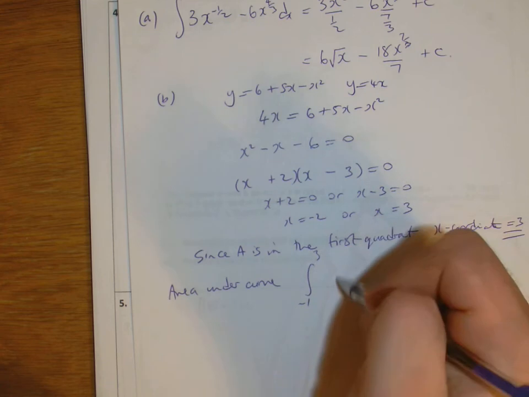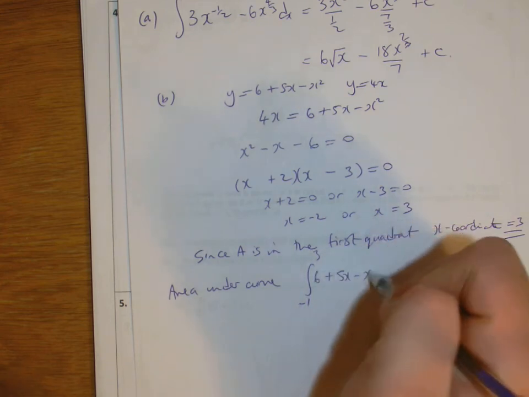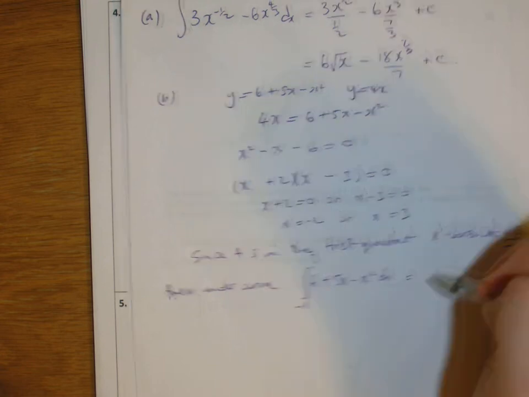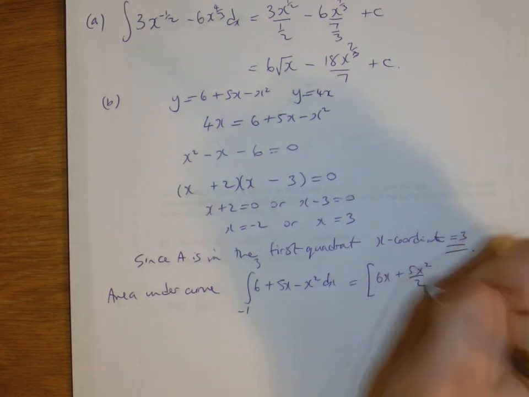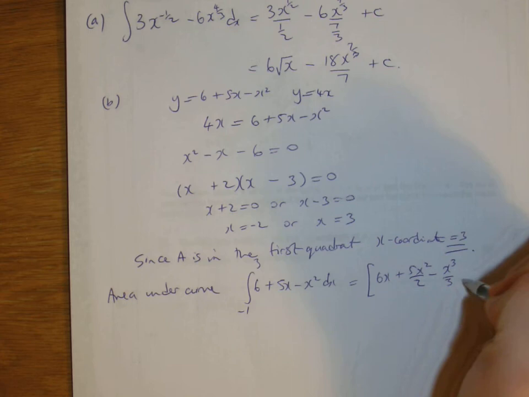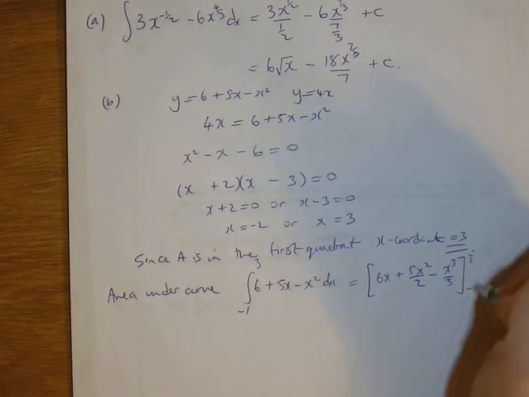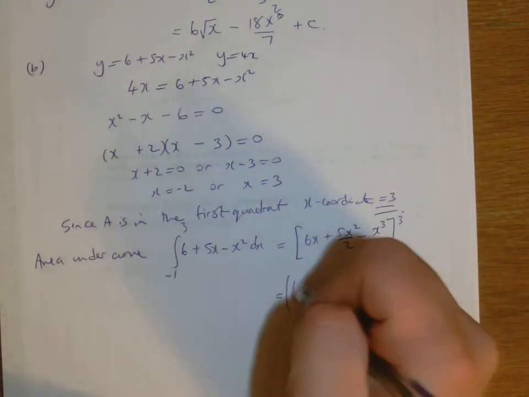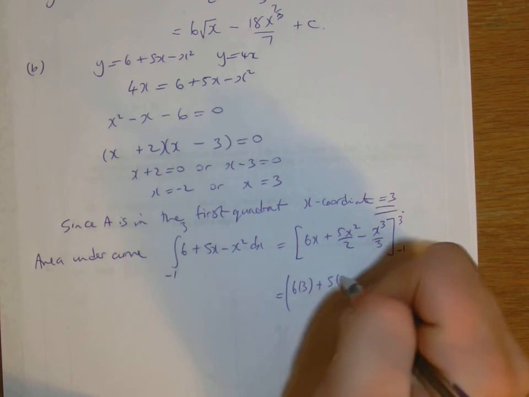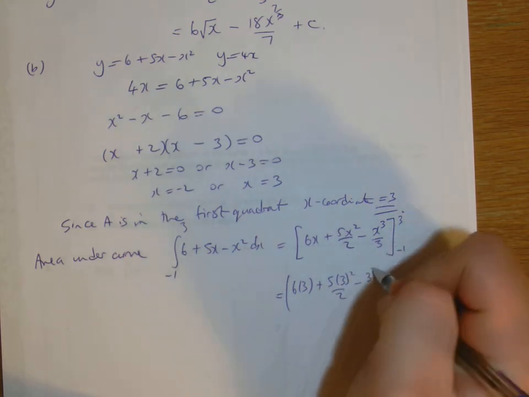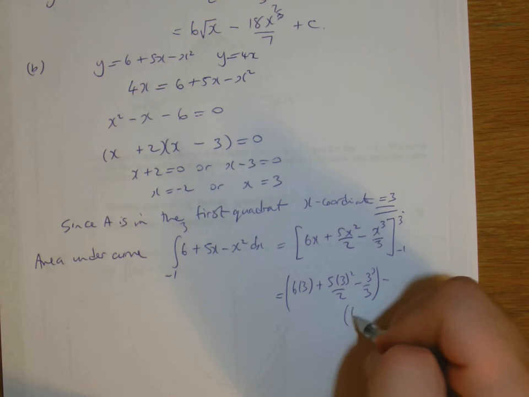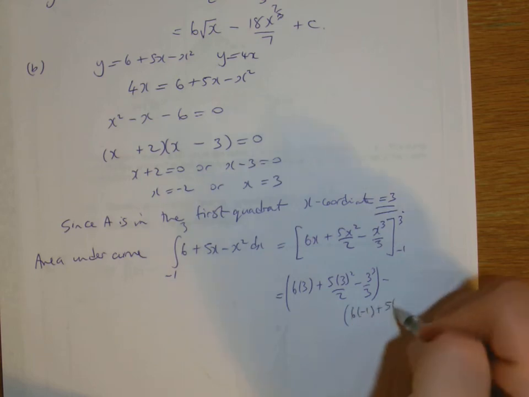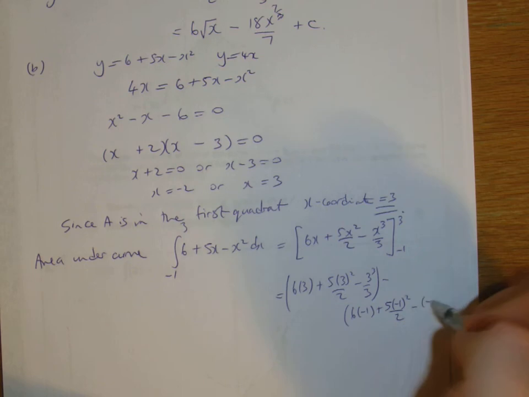The curve, of course, don't forget, was 6 plus 5x minus x squared dx. So that would become 6x plus 5x squared upon 2 minus x cubed upon 3, between 3 and minus 1. If we put those limits in, we're going to have 6 times 3 plus 5 times 3 squared over 2, take away 3 cubed over 3, minus then 6 times minus 1 plus 5 times minus 1 all squared upon 2, take away minus 1 all cubed over 3.